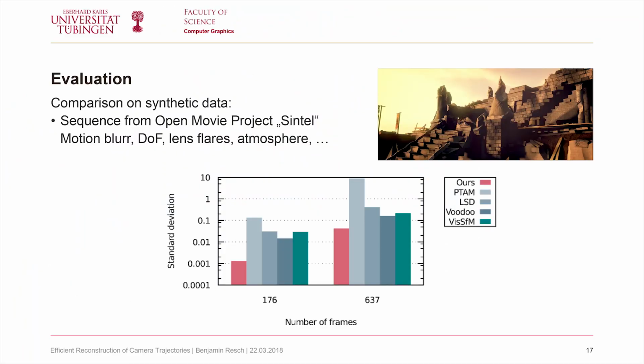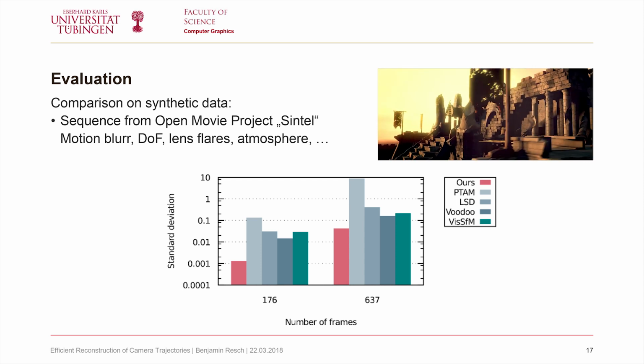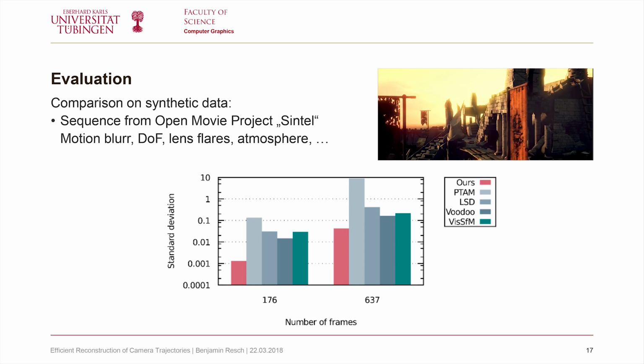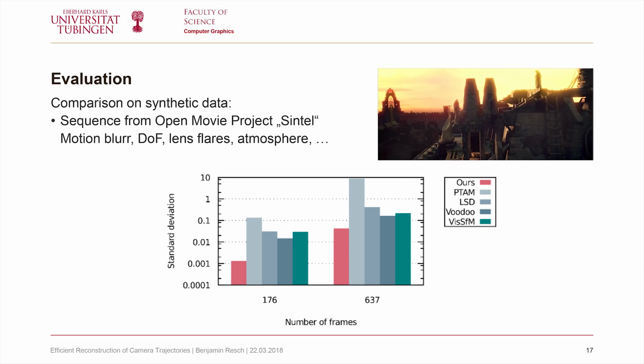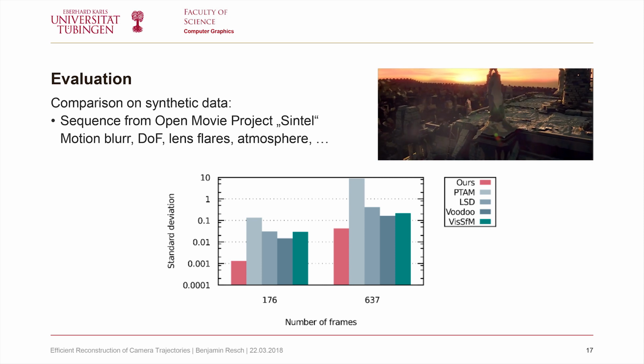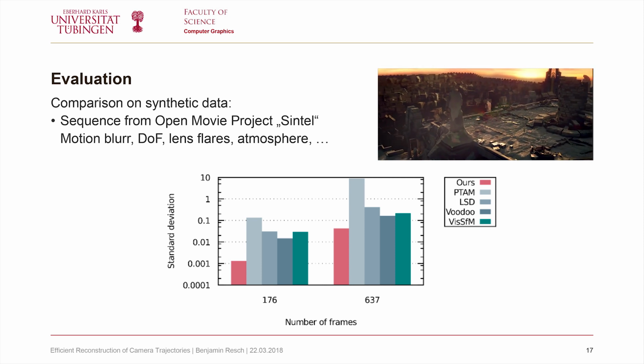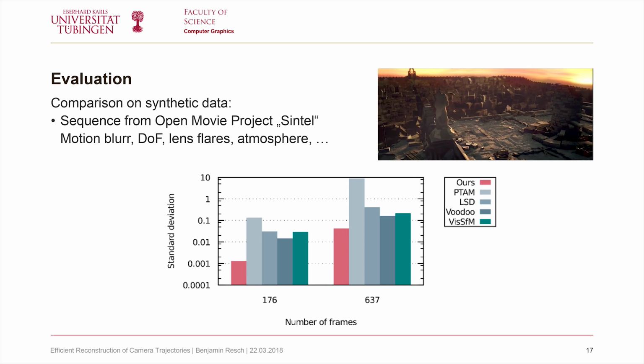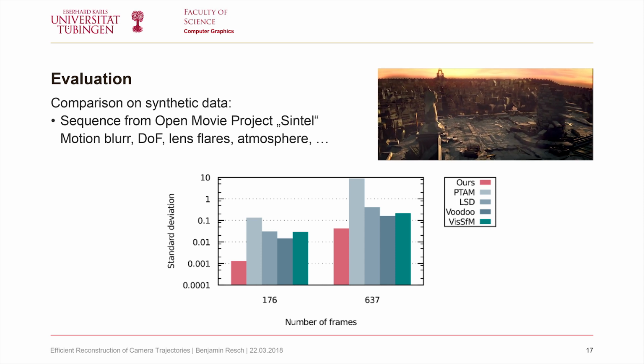We also did a quality evaluation. So we rendered a small scene from the Open Movie Project Sintel, where we knew the ground truth camera trajectory, and then we compared our reconstructed camera trajectories to the ground truth. Here at the bottom, you can see the standard deviation, so in principle, the offset from the ground truth. So lower numbers are better, and since this is a logarithmic scale, you can see that we are usually about an order of magnitude better than other techniques, like PTAM or this Visual SFM I mentioned before.